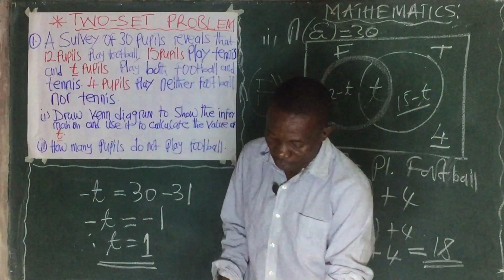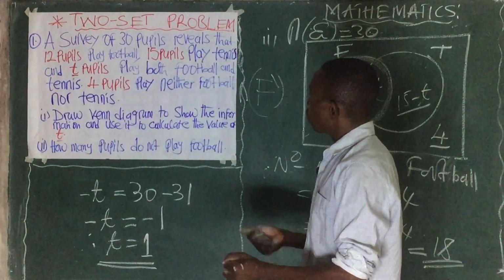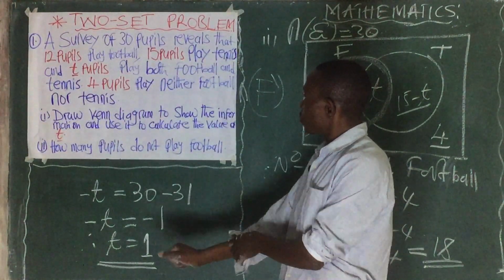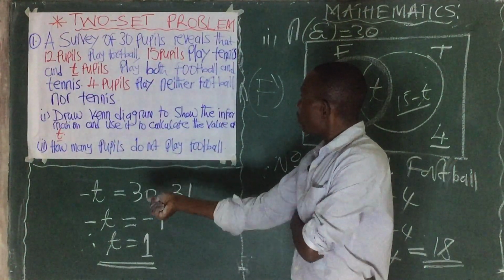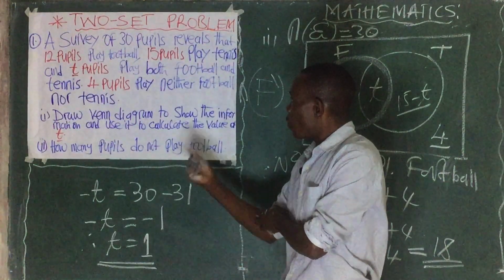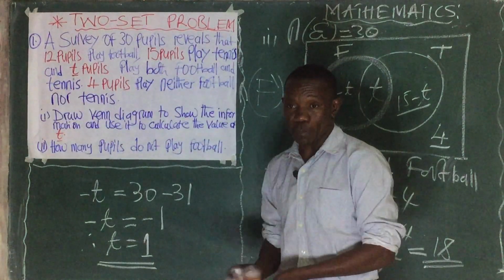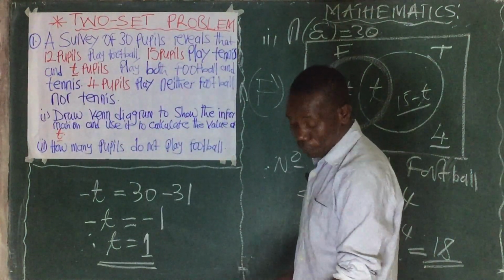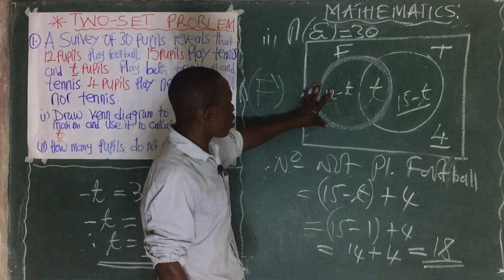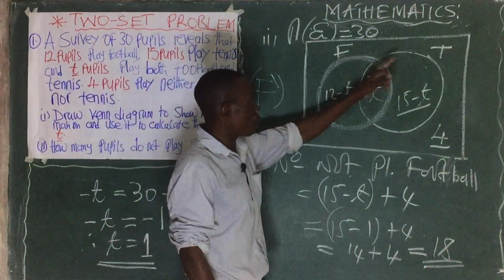Right. So that's it about this question about the survey our friend conducted some time back, where he got that type of information: 12 pupils playing football, 15 pupils playing tennis, and 4 play neither, while t, which is 1, are able to play both games. That's it about the first. So this is just a 2-set problem where you might be asked to draw the Venn diagram, you have 2 sets like F and T.